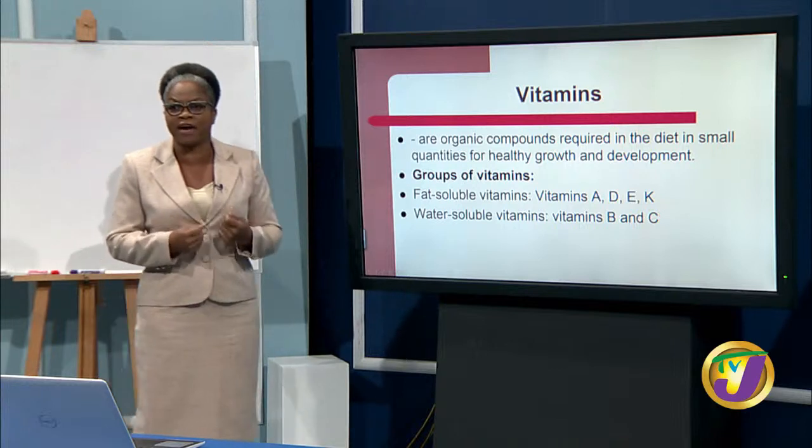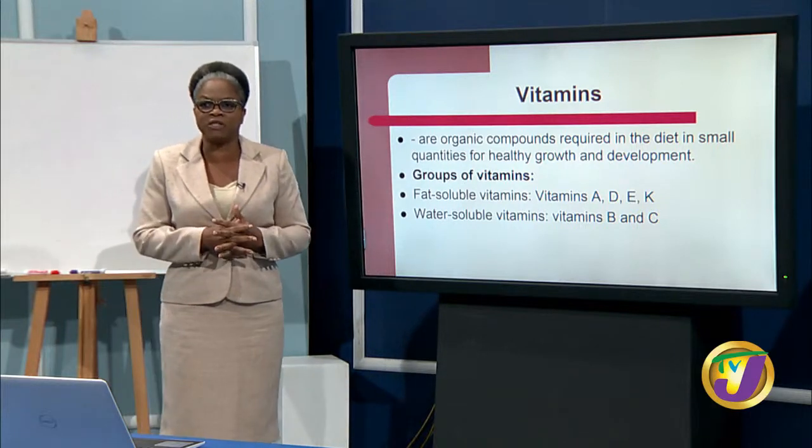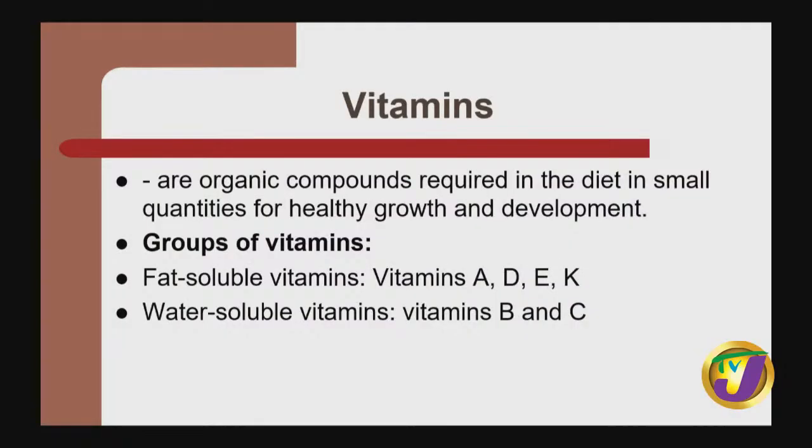Let's move on now to look at vitamins. Vitamins are organic compounds required in the diet in small quantities for healthy growth and development. And we have placed our vitamins into two groups. One we call the fat-soluble vitamins, such as vitamins A, D, E, and K, and the water-soluble vitamins, such as vitamins B and C. Now, students, even though vitamins are required in small quantities, they play a very important role in the health, development, and growth of our farm animals.